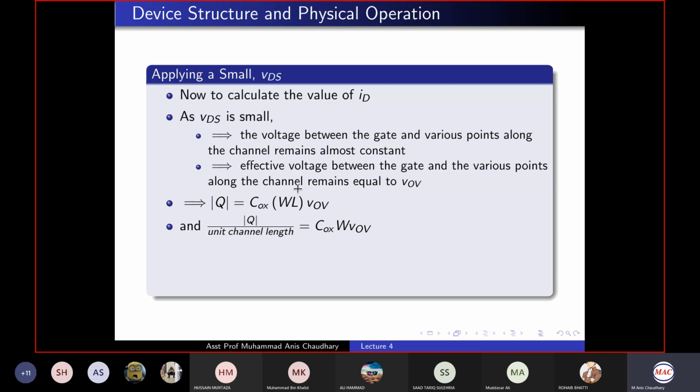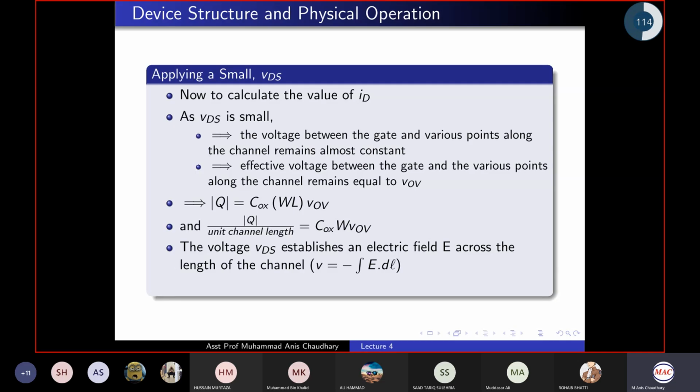Charge per unit length can be written if you divide both sides by length, so charge per unit length is C oxide W VOV, and the voltage VDS can be related to the electric field. You can relate voltage to electric field using the basic definition, which is V is the line integral of E dot dl. So the electric field here appears across the length. So E magnitude is equal to VDS divided by the length of the channel.